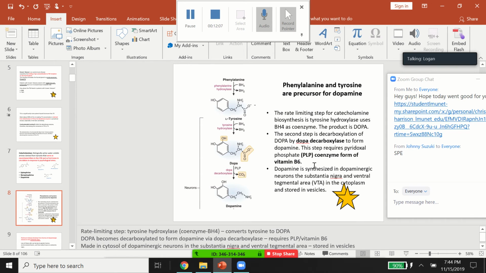I would also keep in mind that she likes to ask about when certain coenzymes are needed, especially vitamin B6. She likes to ask a lot about when PLP is used. So make sure you know that this dopa decarboxylase, which converts dopa to dopamine, uses vitamin B6 as well. So if you have a vitamin B6 deficiency, then you're not able to convert dopa to dopamine, so you wouldn't have enough dopamine, which could be the result of something like Parkinson's disease, if you don't have enough dopamine.